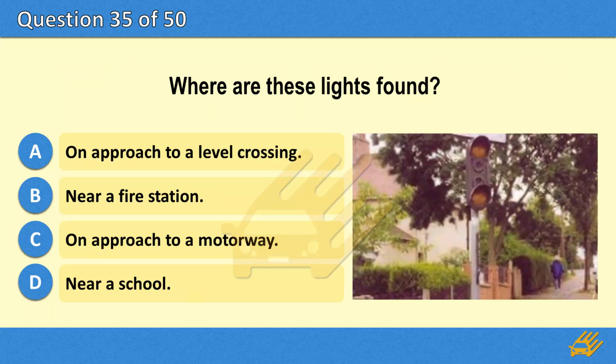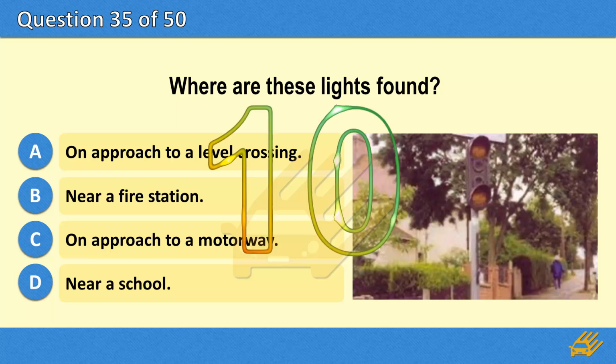Where are these lights found? A. On approach to a level crossing. B. Near a fire station. C. On approach to a motorway. D. Near a school.